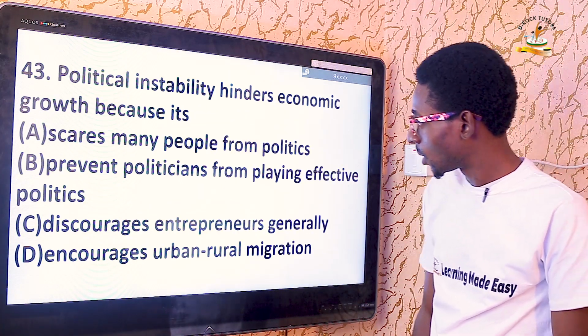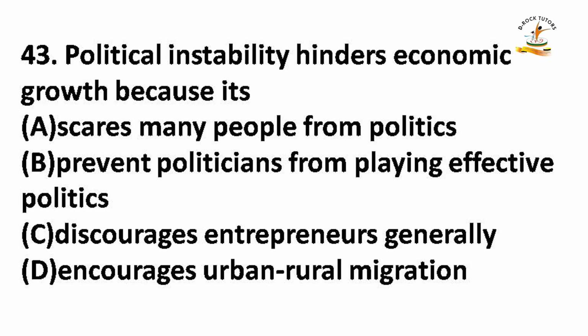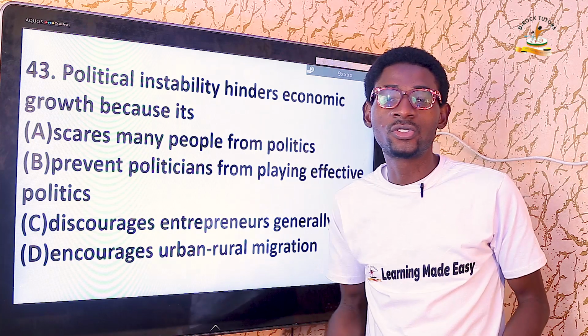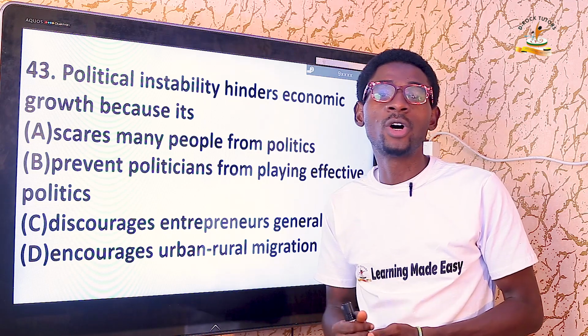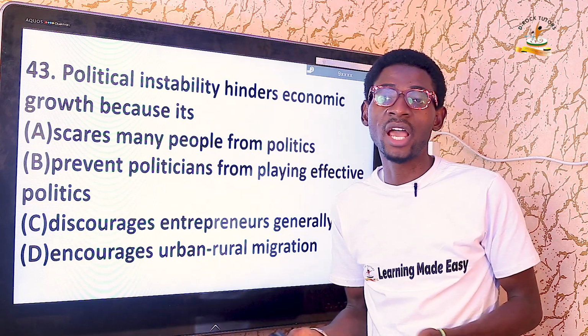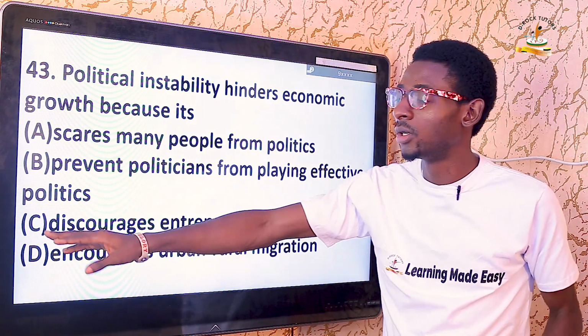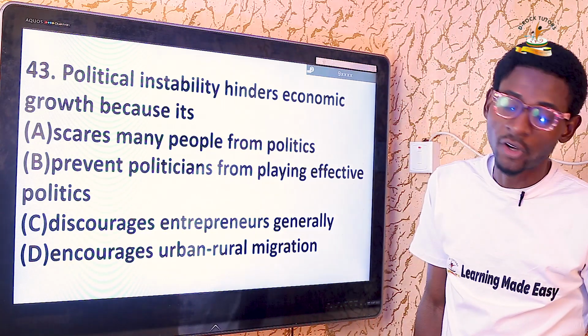43. Now, political instability hinders economic growth because it A, scares many people from politics. B, prevents politicians from playing effective politics. C, discourages entrepreneurs generally. D, encourages urban-rural migration. The answer there is option C. What is political instability? When there is insecurity, when there is fight, when there is chaos, when there is tribal war, entrepreneurs will run away. Everybody will run for their life and they will not come. So the answer there is option C. 43 is option C.